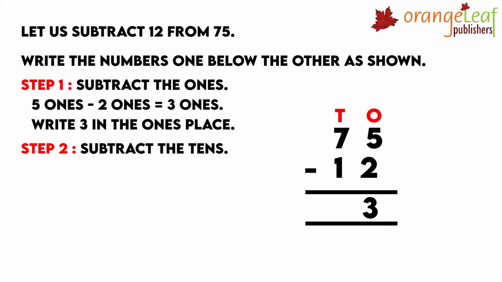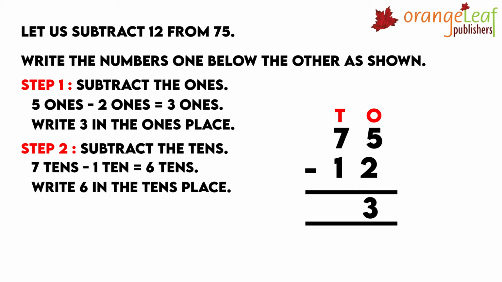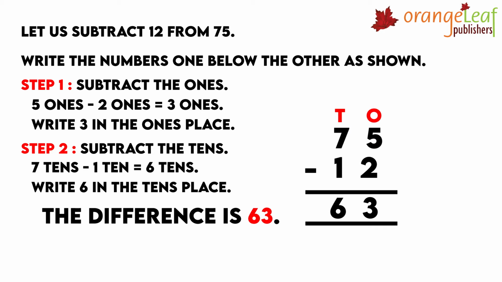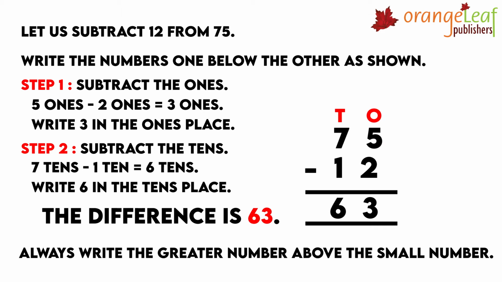Step 2. Subtract the tens. We have 7 tens and we have 1 ten. 7 tens minus 1 ten is equal to 6 tens. So we write 6 in the tens place. We get the difference as 63. Also, make sure you remember that we write the greater number above the smaller number.